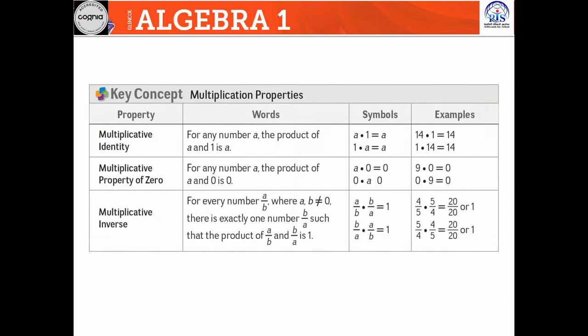Multiplicative property of 0 means anything times 0 equals 0. What is this called? Multiplicative property of 0. Again, anything times 0 equals 0.